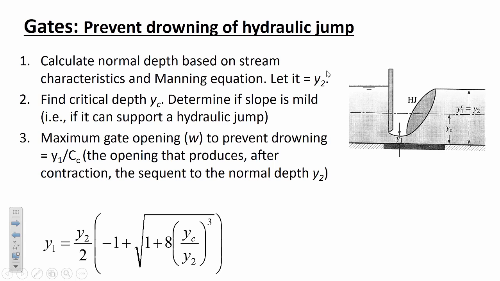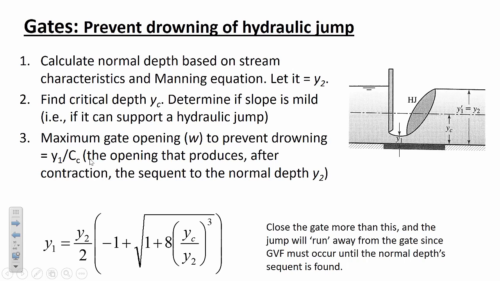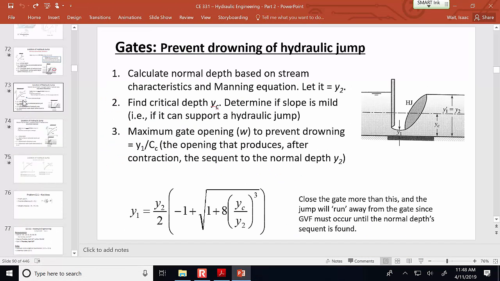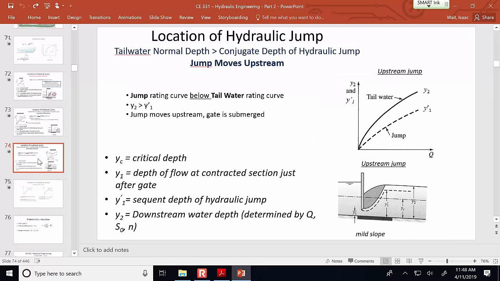So again, you get the Y2 from Manning's equation, the critical depth from just the channel characteristics and the flow rate. Then you would get the Y1 from the Belanger momentum equation, and finally you'd calculate the gate height just as the ratio of Y1 and the coefficient of contraction. And as you close the gate, that pushes the jump. They call it running away from the gate as the jump gets further away. And if you open it, then it will approach the gate. And if you open it too much, then you wouldn't see the hydraulic jump anymore, because that would cause this case that we saw last time where the jump is drowning.